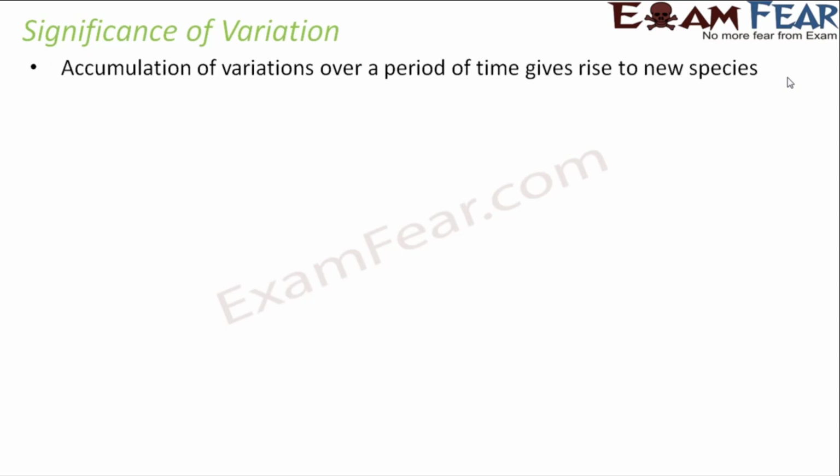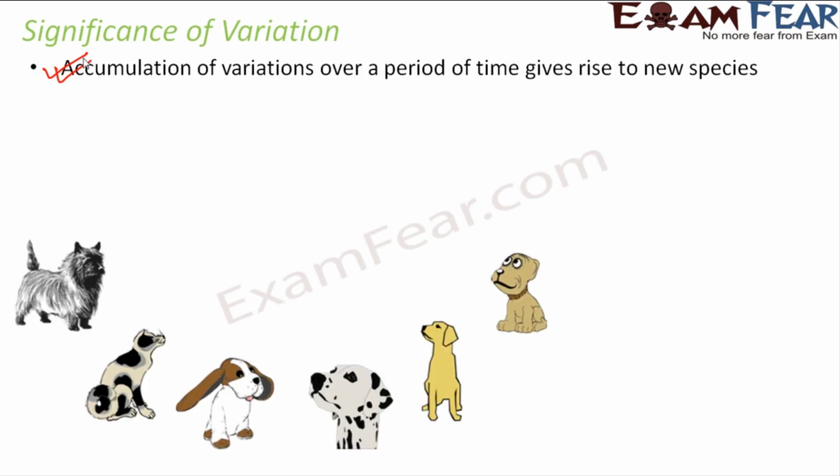I have told you before also that whenever there is some variation, over a period of a large number of years, this variation will actually give rise to a new species. So accumulation of variations over a period of time gives rise to a new species. That is a very important aspect, because new species get generated. I took the example of dogs. You see so many different varieties of dogs, generated because of small variations.